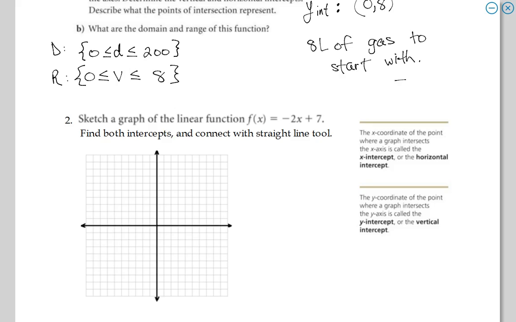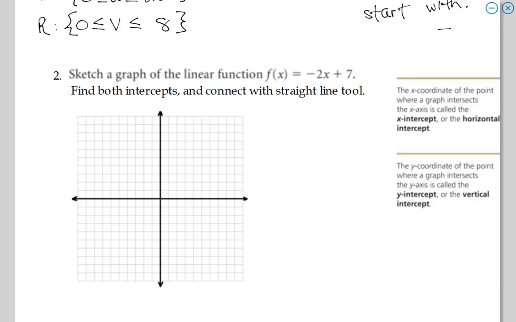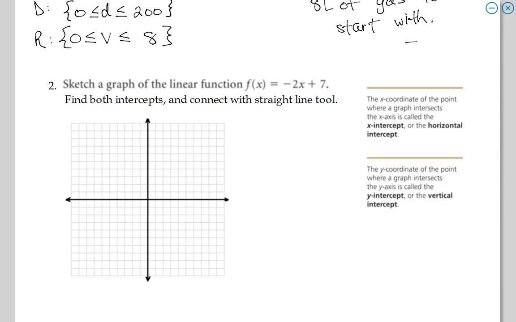Okay, next one. Sketch a graph of the linear function negative 2x plus 7. On the quiz today, how did we sketch our graph? What did we do? We made a table. And then you had all these dots lined up. And then what'd you do? You connected with maybe your ID card or something.